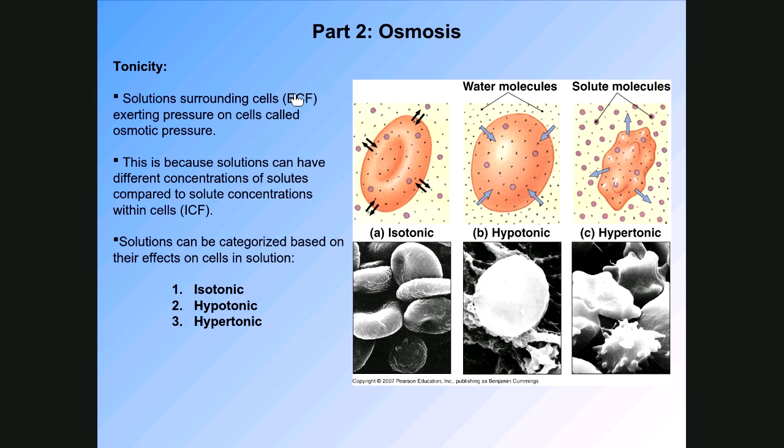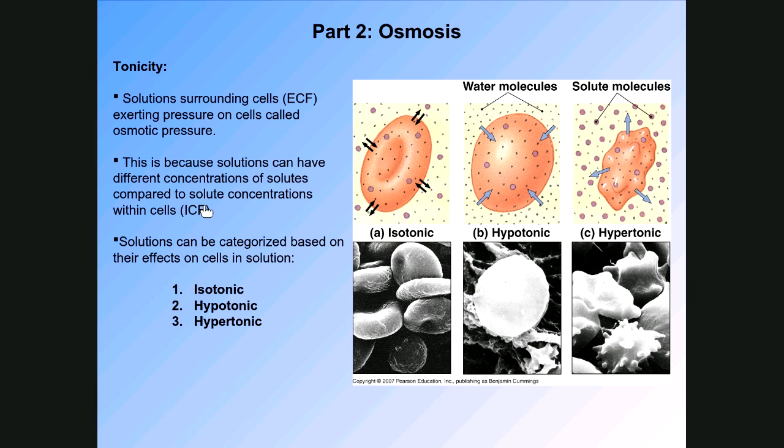In other words, it's a solution that's surrounding the cell and exerting pressure, or osmotic pressure, on cells. Now the solution that's in the dialysis bag, that dialysis bag is made up of a plastic-like material that has small pores that allow water to move across. What is placed in the dialysis bag is your ICF, your intracellular fluid. Solutions can have different concentrations of solids compared to solid concentrations within the cell. So what's in the beaker is your ECF, what's in the dialysis bag is your ICF.